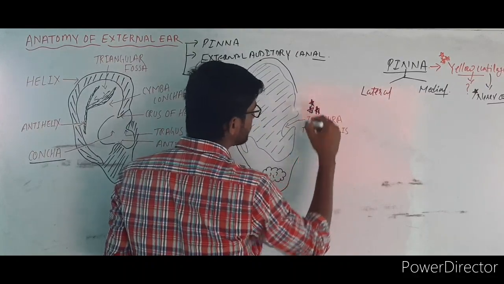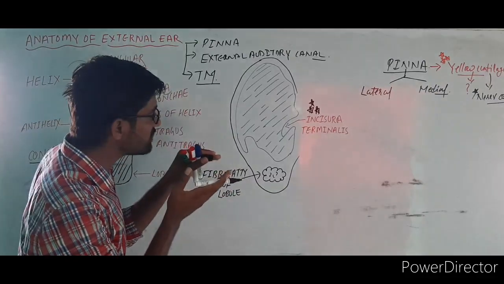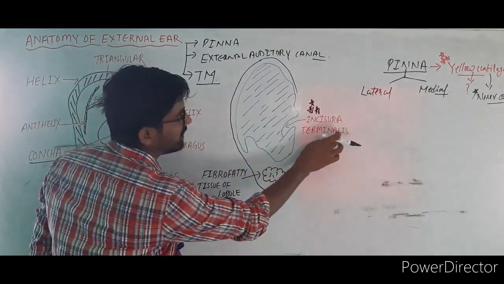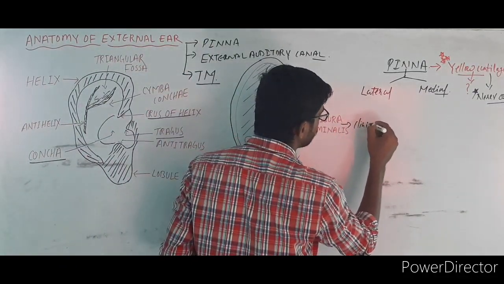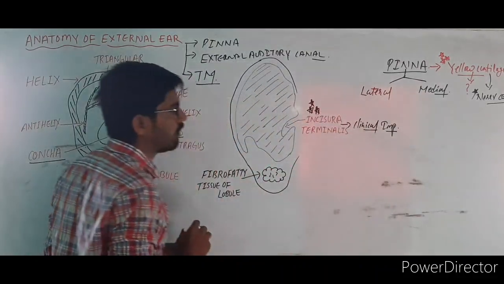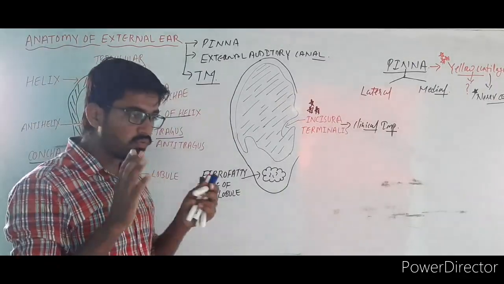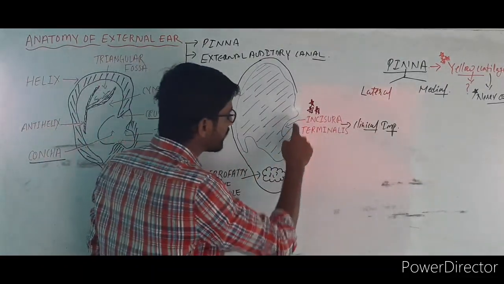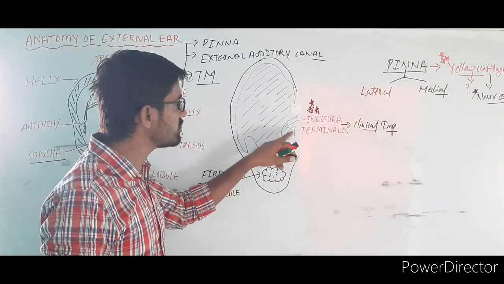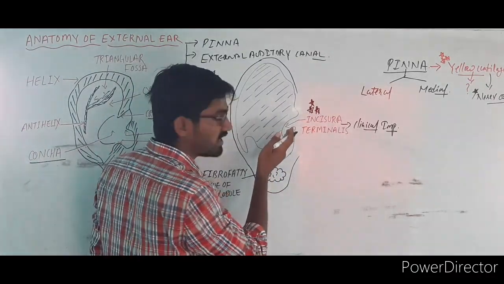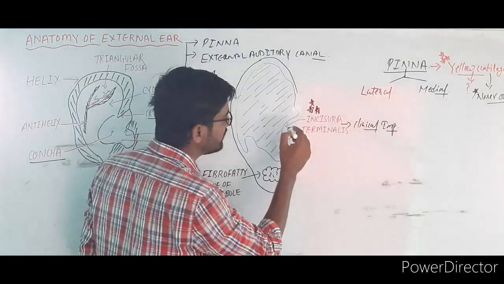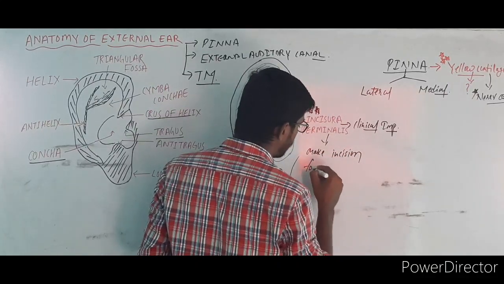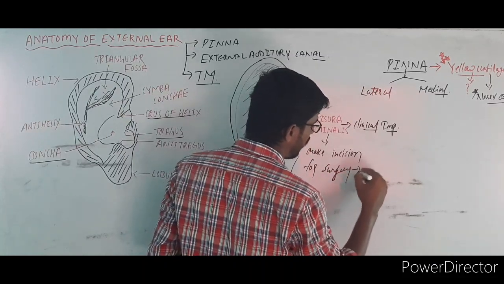Now, one very important thing we have to know is the incisura terminalis. It is the area where there is no cartilage between the crest of the helix and the tragus. What is the clinical importance of the incisura terminalis? If you want to perform surgery for the external auditory canal, we can make an incision along this area. Since there is no cartilage, there is no chance of injury to the cartilage.